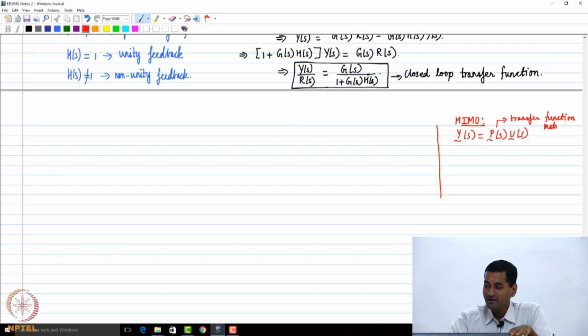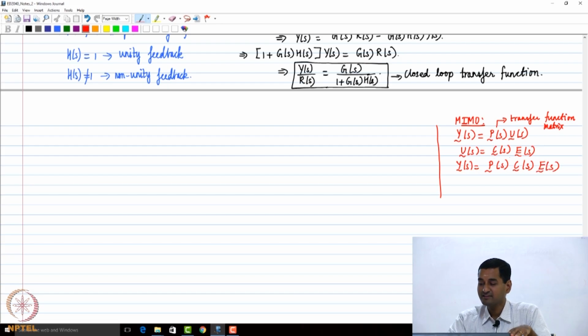So the moment you have a matrix, let us say your u of s, you write it as C of s times E of s. Then if you substitute it here, you will get P of s, C of s times E of s. I just wanted to alert you to the fact that in this case P and C are matrices, so you can't just swap the order. That's why I want to alert you.